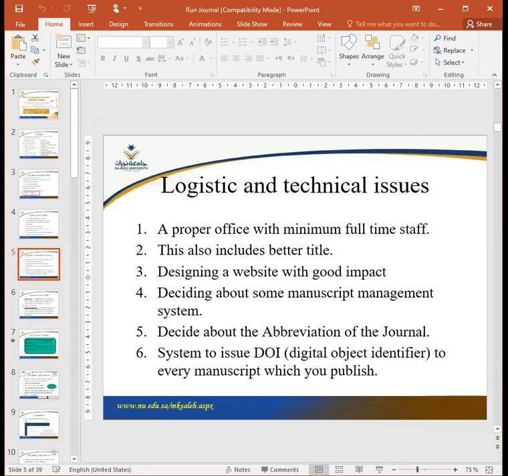Decide about the abbreviation of the journal, which should appear everywhere and which will be used while writing a reference. In the current world of online publishing, it is not a choice but an important quality standard to have a system to issue a DOI, or what's known as a digital object identifier, to every manuscript which is published.